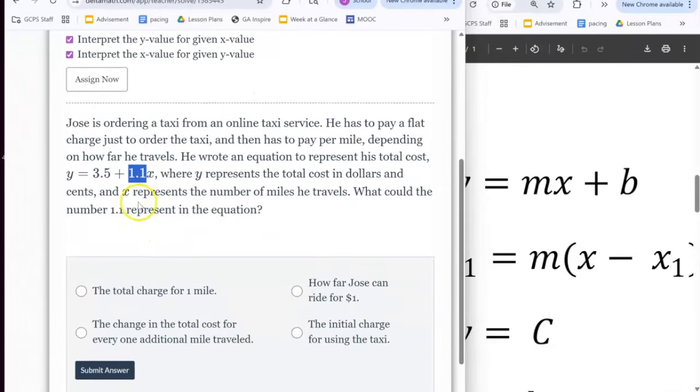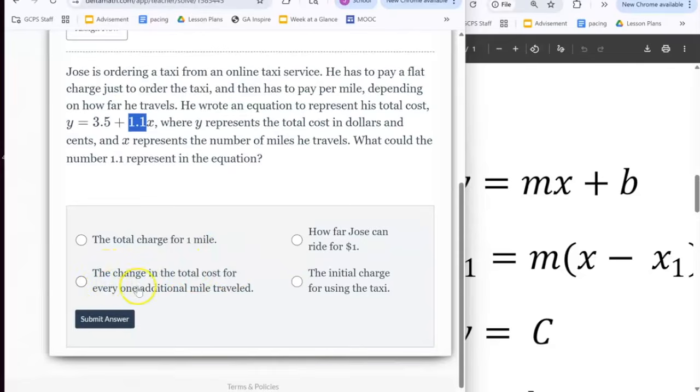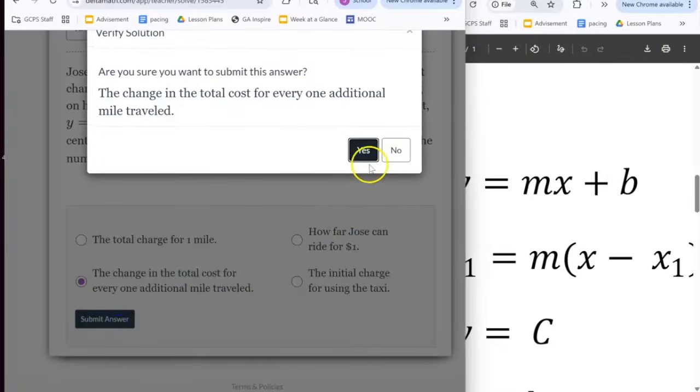So again, what does that number represent? The total charge for 1 mile? Absolutely not. It is not the total that I am paying for 1 mile. It is the amount I pay every mile. How far Jose can ride for $1? Absolutely not. This is again saying it's going to be $1.10 every mile Jose goes in this taxi. The change in total cost for every 1 additional mile. That's it. Every mile I go, it's going to change my total by $1.10. I'm just going to make sure on the last one. The initial charge? Nope, because the initial charge is the y-intercept, which is $3.50. Okay, so again, that's how you interpret slope.